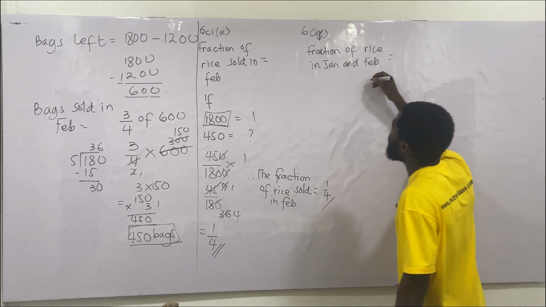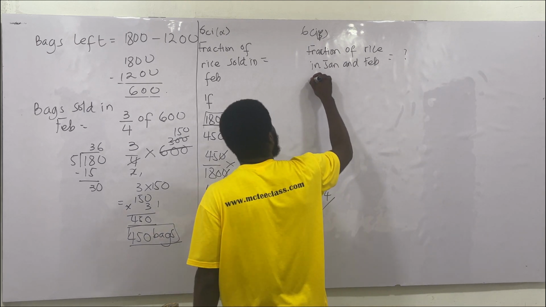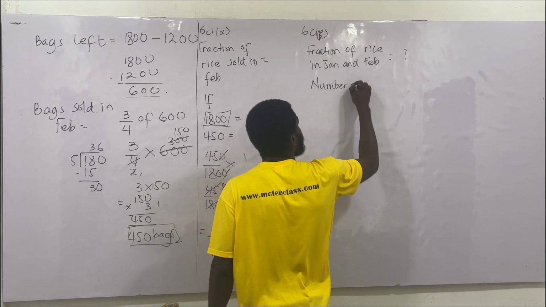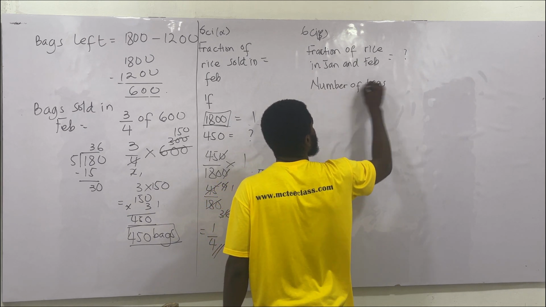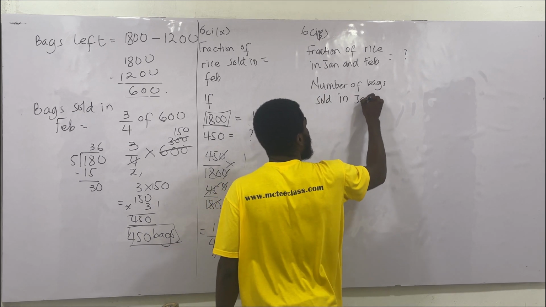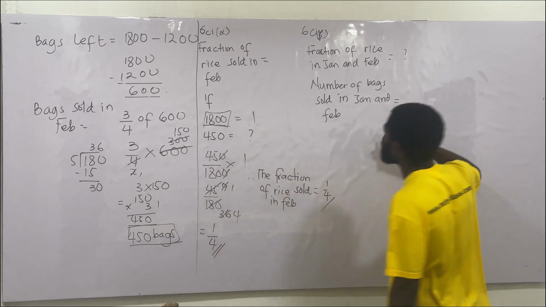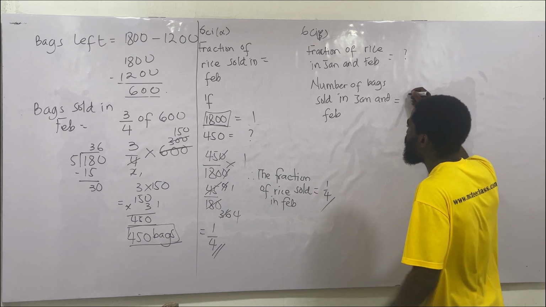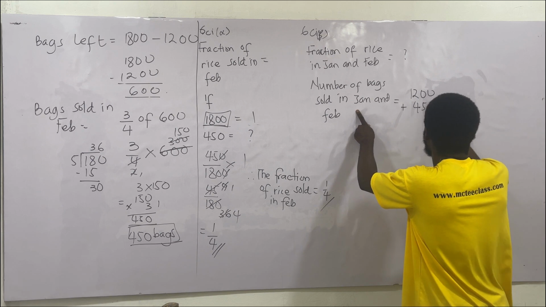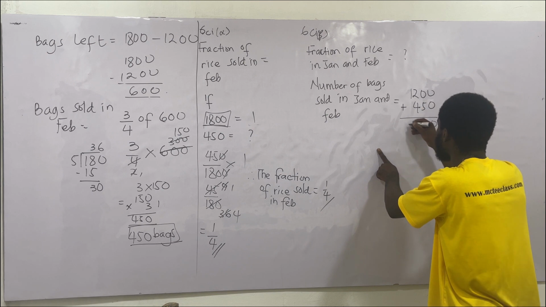So this is the fraction. Let's first of all write this one. We don't know the fraction. We'll say number of bags sold in January and February equals, how many bags were sold in January? 1,200 plus February, which is 450. So we have this. This gives me 0. That is 5. That is 6. That is 1.